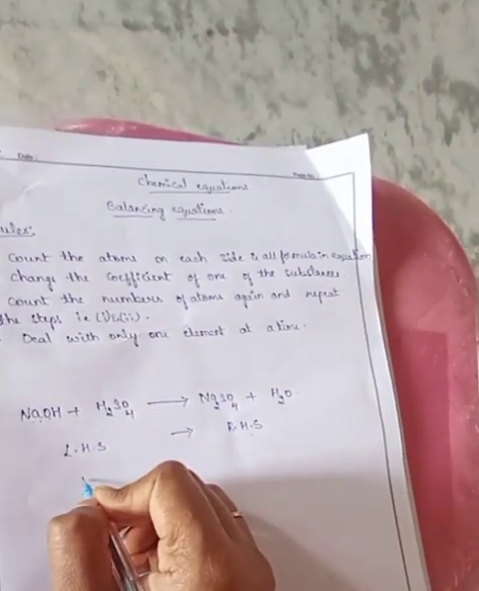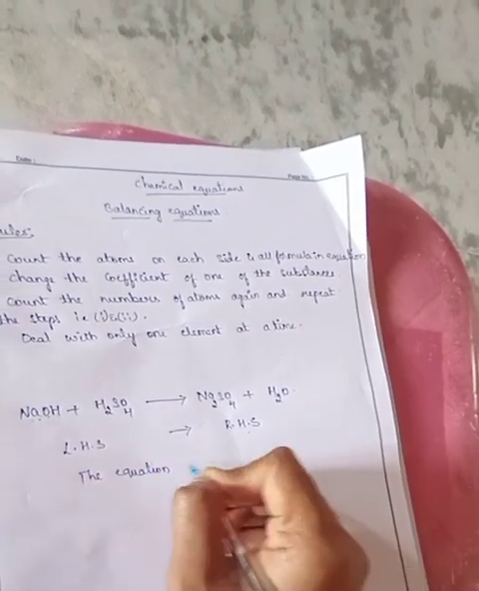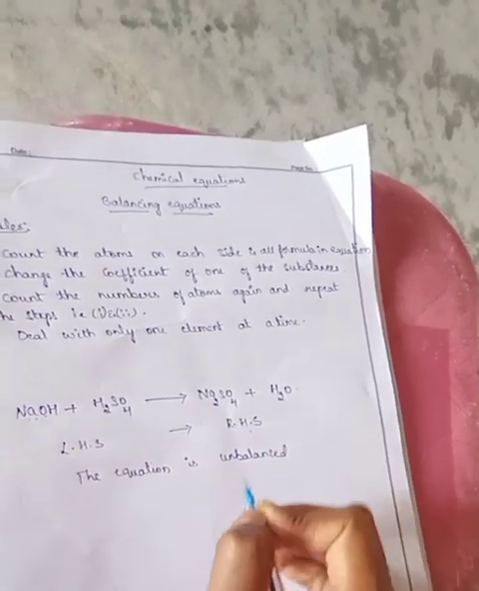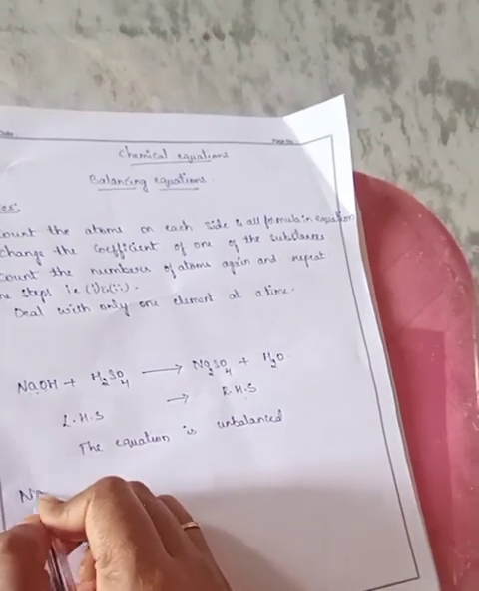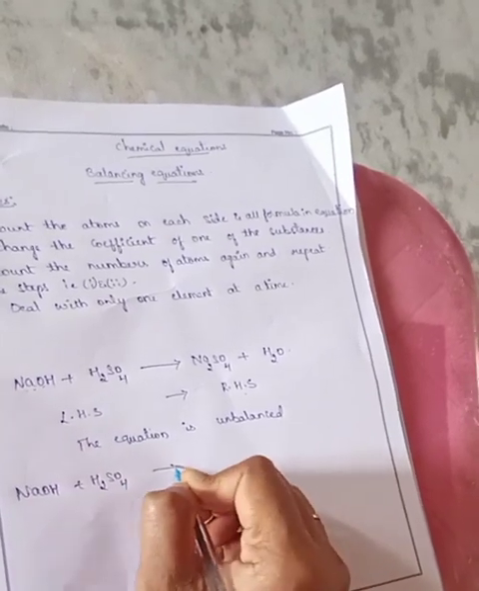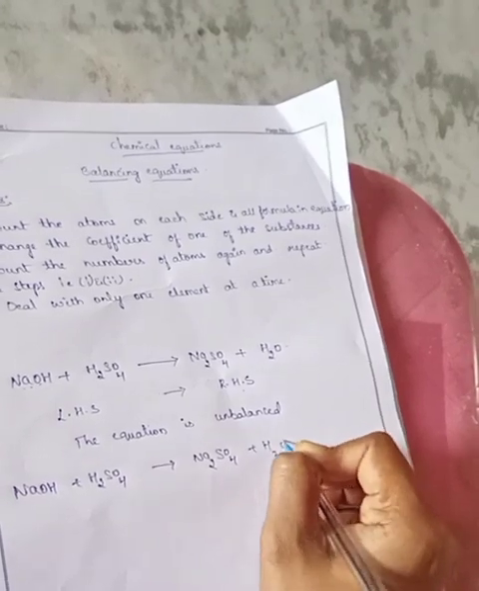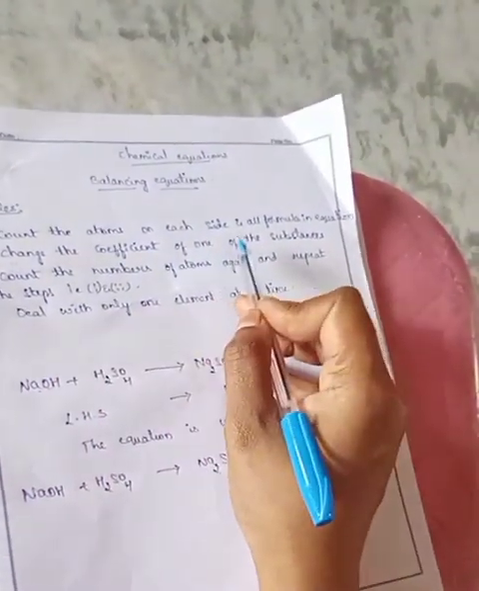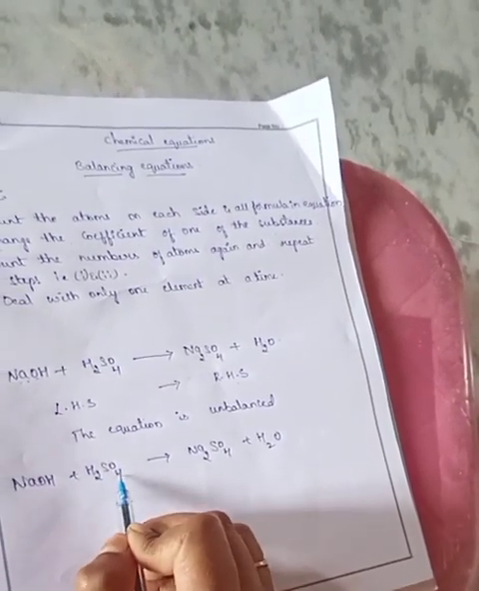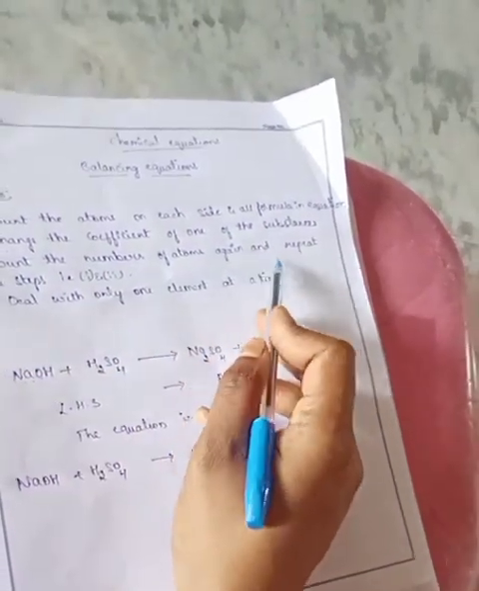So you have to write the equation as unbalanced. You have to write the full equation again, and then after writing, you have to check the coefficient of each of the substances, whether they are 2 or 4 or whatever the numbers are. You have to check and count the numbers of the atoms again and repeat the steps.